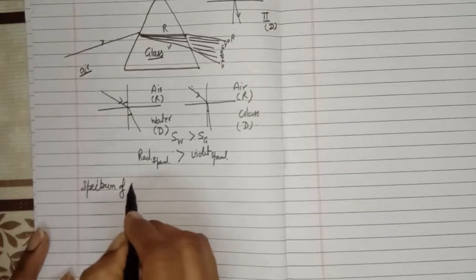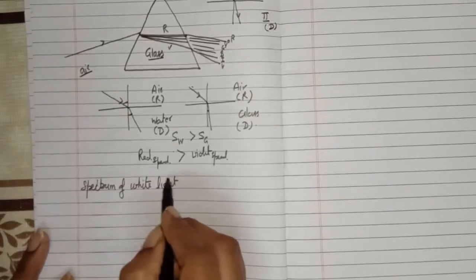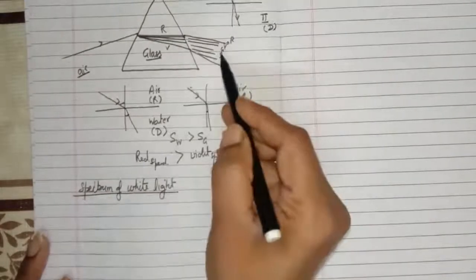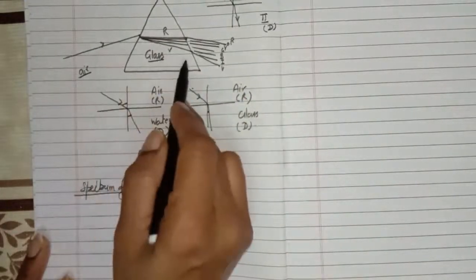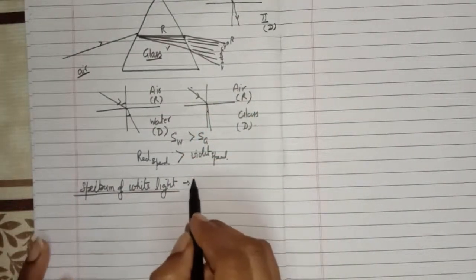Spectrum of white light. What is the spectrum of white light? Actually, this band which is formed when the light passes through the glass prism is called the spectrum of white light. So write down the definition.